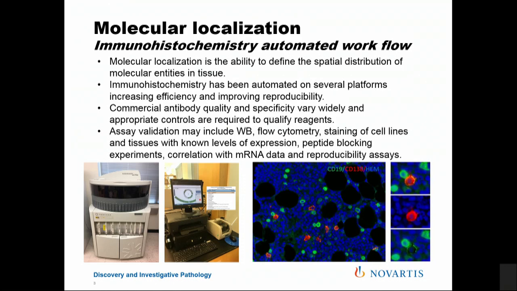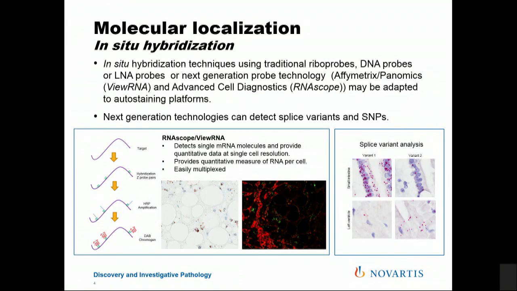And this sort of validation would include things like Western blot, flow cytometry, staining of cell lines with known expression values, comparison to mRNA expression, peptide blocking experiments. In the end, there's no single gold standard to assess the validity of an immunohistochemistry assay, and one has to integrate from a number of different sources. In our experience, for novel targets in particular, most commercially available antibodies are not specific or sensitive for the target.